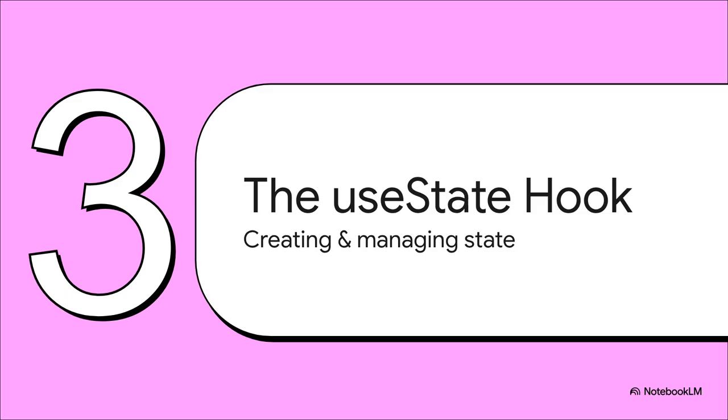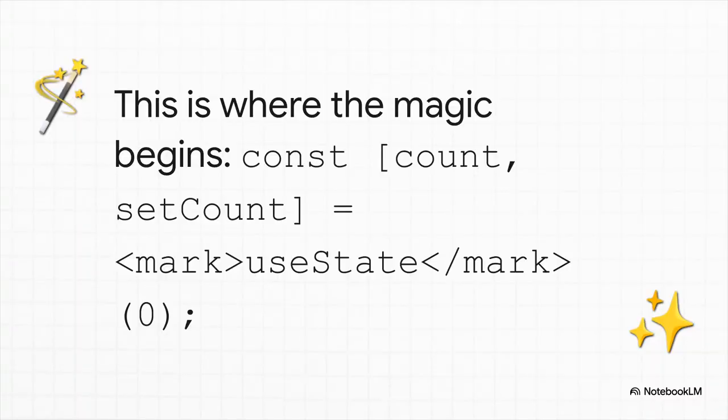Okay, so to manage this memory, modern React gives us this really special tool. It's called a hook. And the one we're going to talk about today is probably the most famous one of all: useState. This single line of code right here, this is where all the magic starts. Now, I know it might look a little weird at first, so let's break down exactly what's going on.